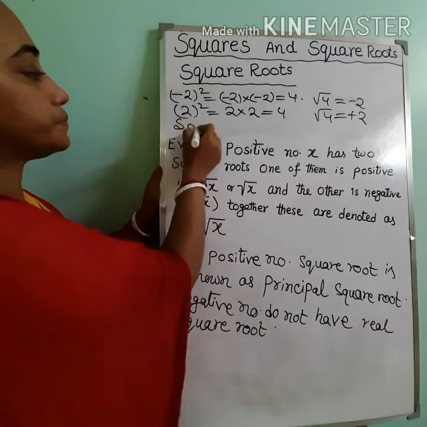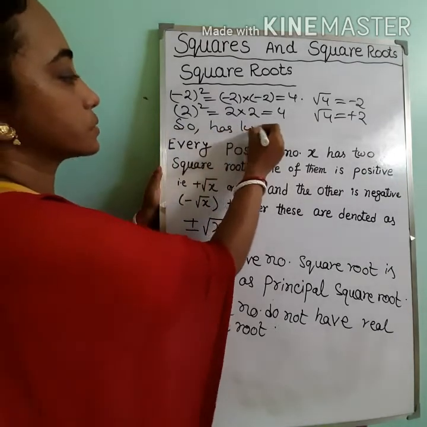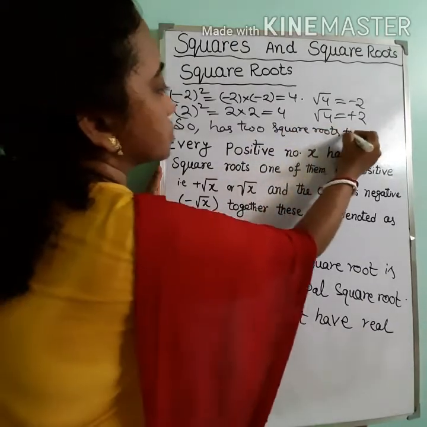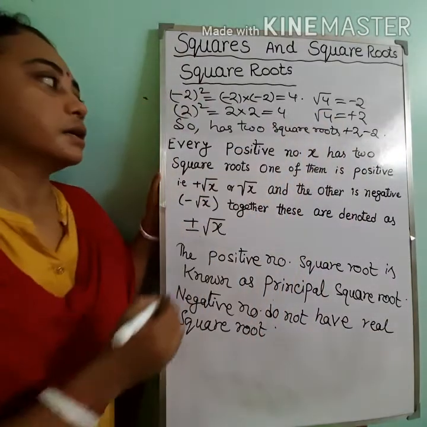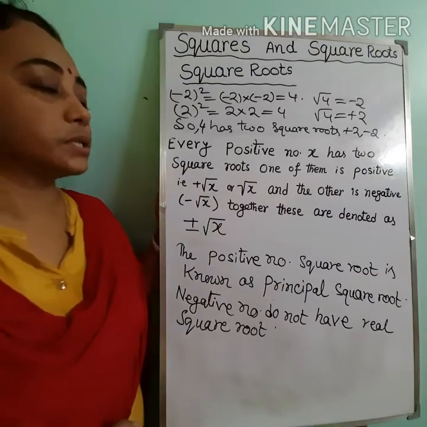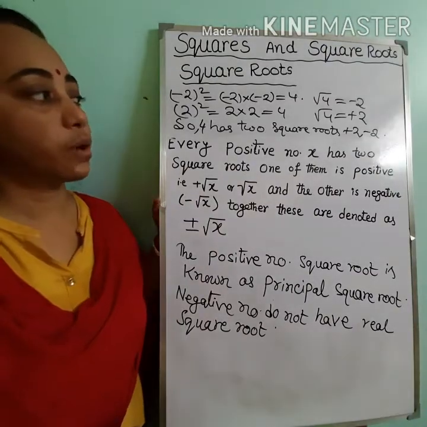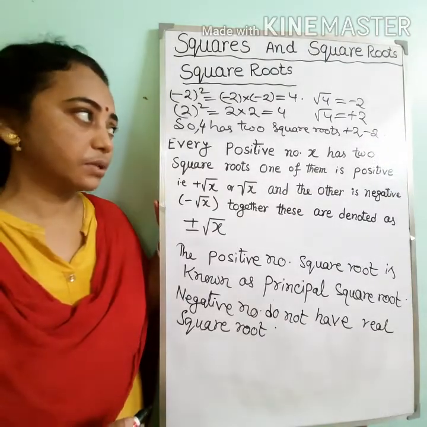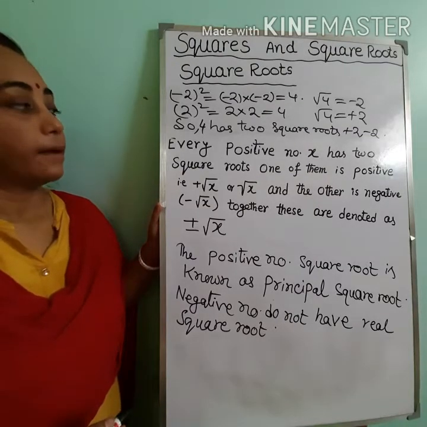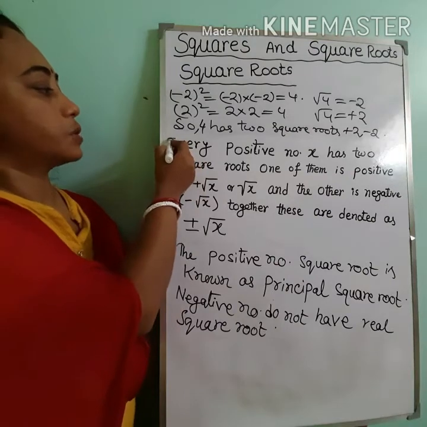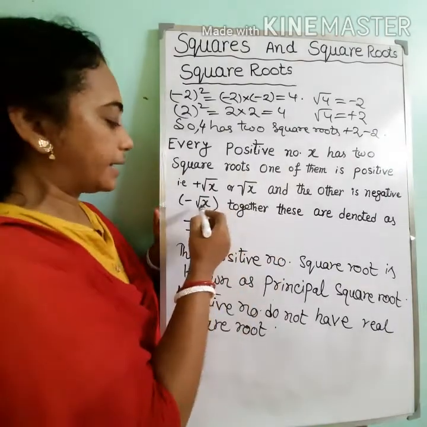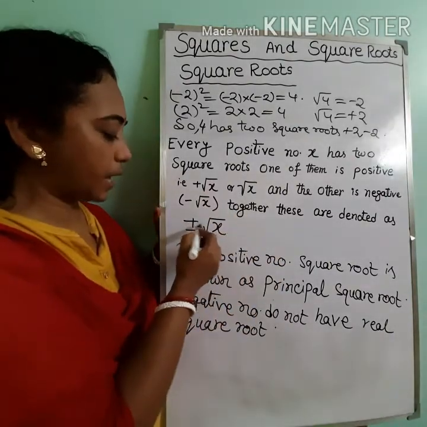So 4 has 2 square roots. One is plus 2, another is minus 2. Similarly, if we consider any other perfect square number, suppose 9 or 16, then it has 2 square roots. 9 has 2 square roots, plus 3 and minus 3. So a perfect square number has 2 square roots. In this way we can also say that every positive number x has 2 square roots. One of them is positive, that is plus root x, and another is negative, that is minus root x. Together these are denoted as plus minus root x.